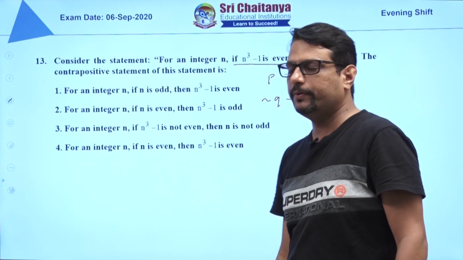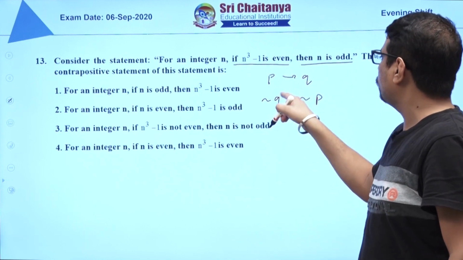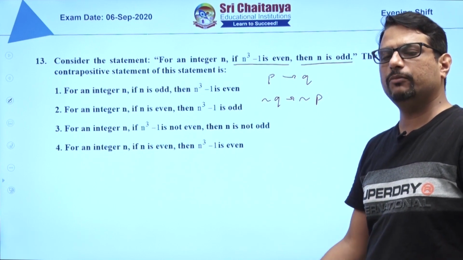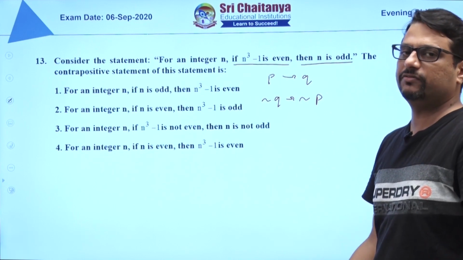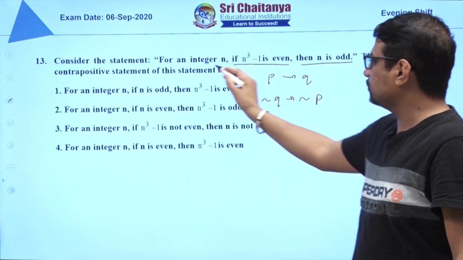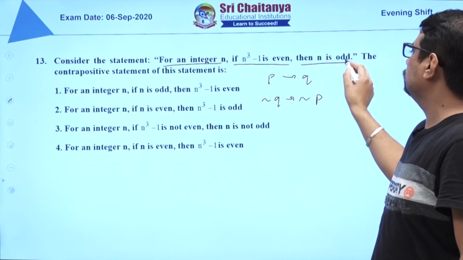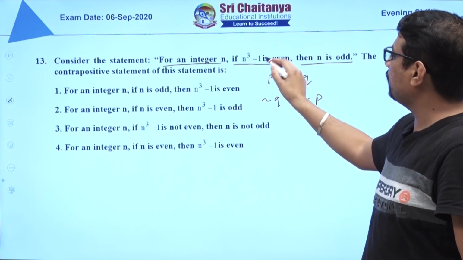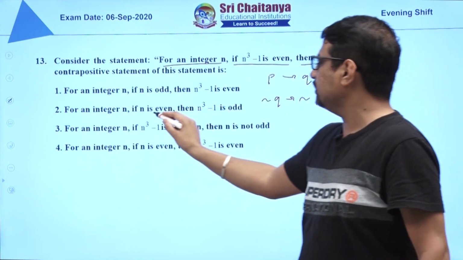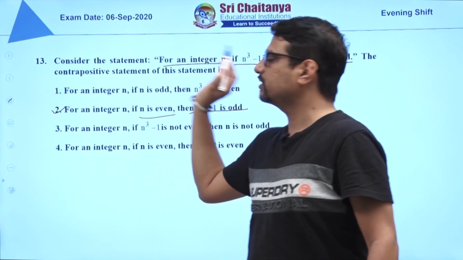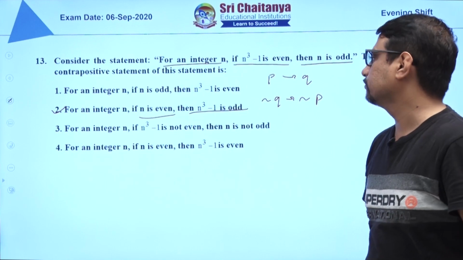Not of q implies not of p means not of q. What is not of q? You can say n is not odd, or you can also say, because it is an equivalent statement here, n is even. So because this is already given for an integer, n is even implies n cube minus 1 is odd. So if n is even, then n cube minus 1 is odd. So the second statement is correct. A time saving question. Next.